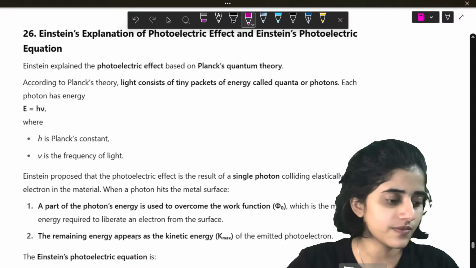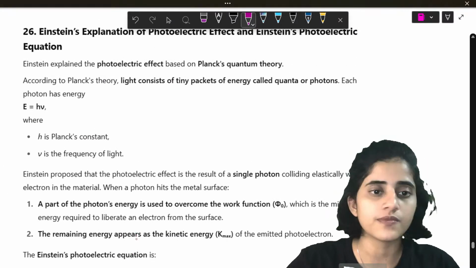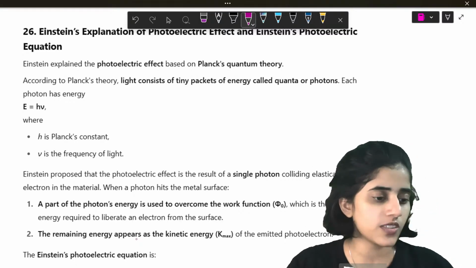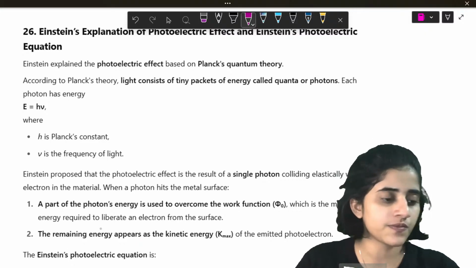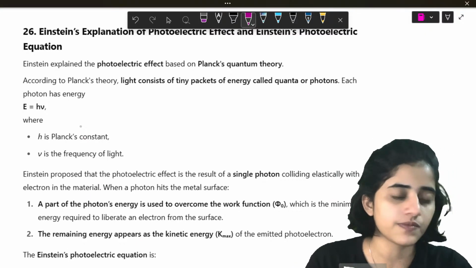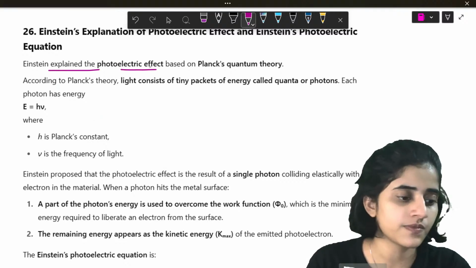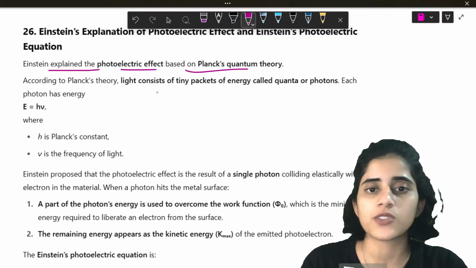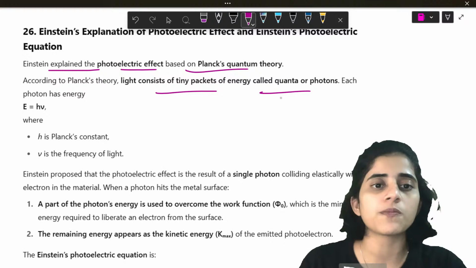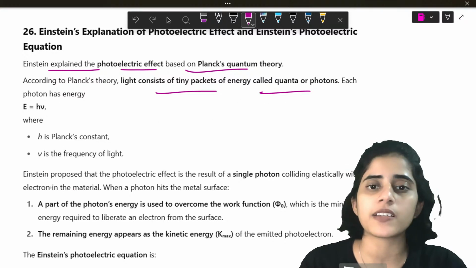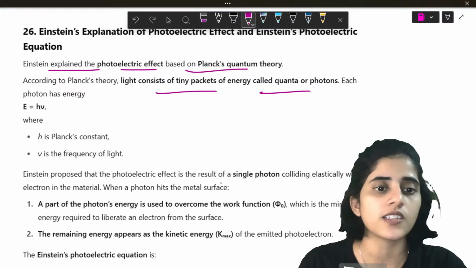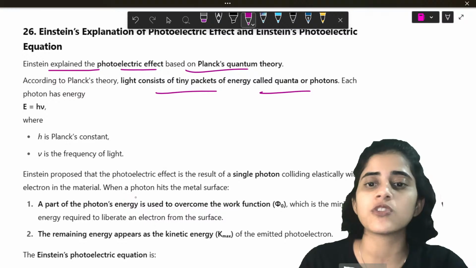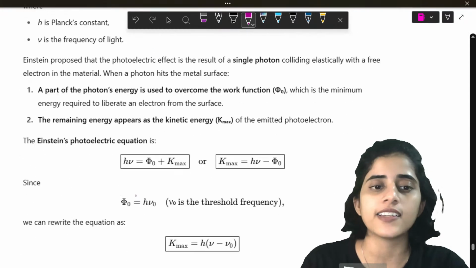Same question, a little more detailed version I put. This could be a 5 marker also, so that's why I put this. Einstein explained the photoelectric effect based on Planck's quantum theory. According to Planck's theory, light consists of tiny packets of energy called quanta or photons. Einstein proposed that the photoelectric effect is the result of a single photon colliding elastically with a free electron in the material. So, as I said, same thing.